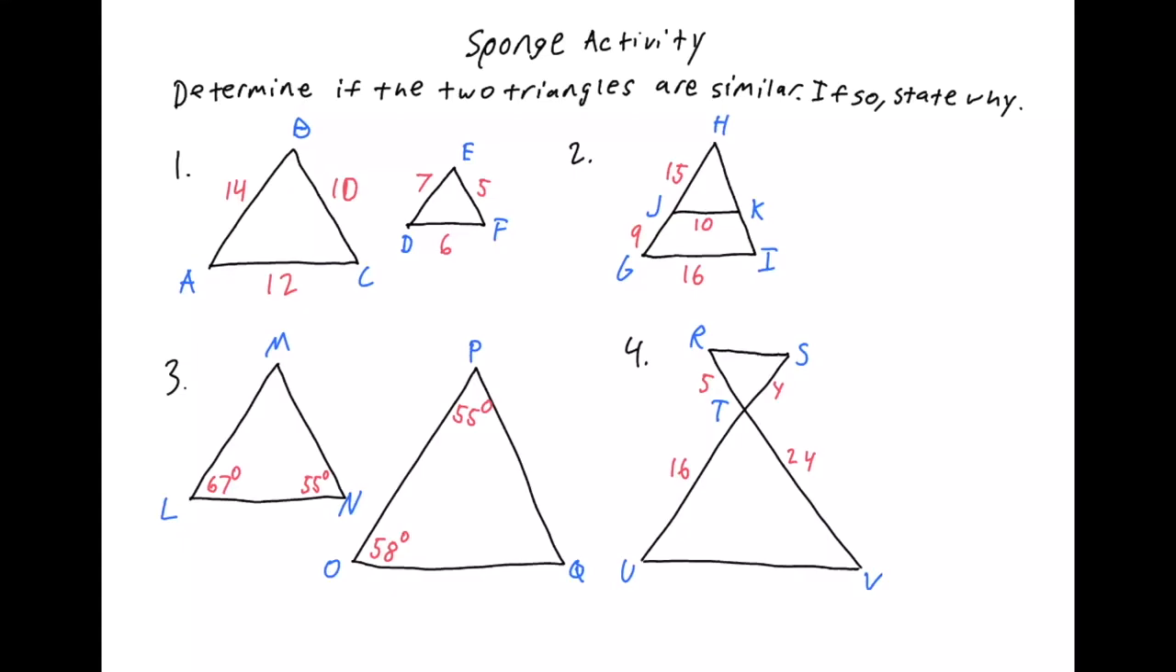Alright, now time for the sponge. Determine if the two triangles are similar. If so, state why. In each one of these we have two triangles, and I want you to state yes or no, are they similar? And if so, state why. That would be the three that we just learned: side-side-side, side-angle-side, or angle-angle.